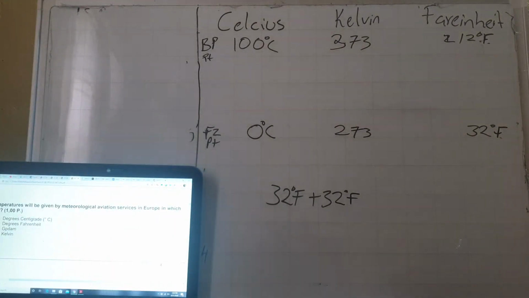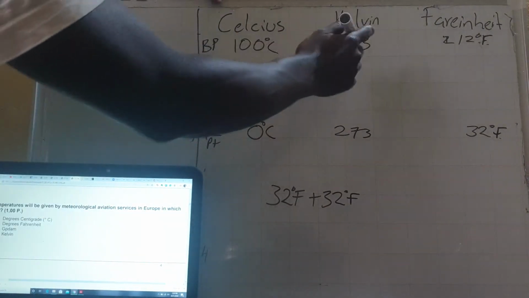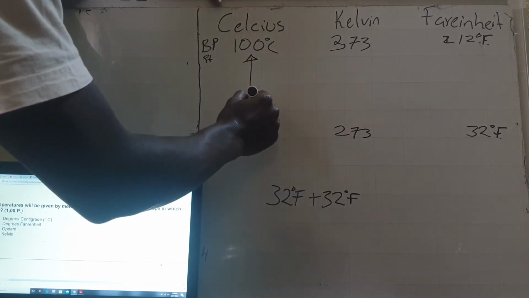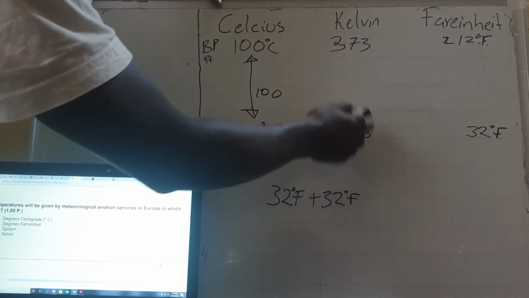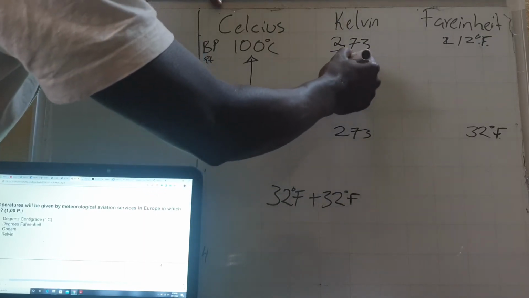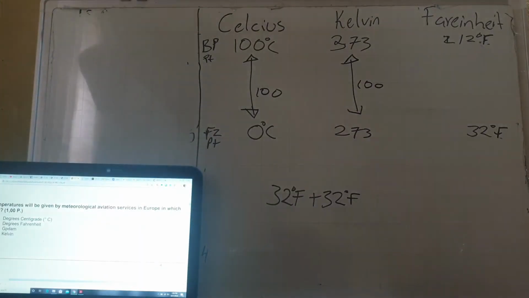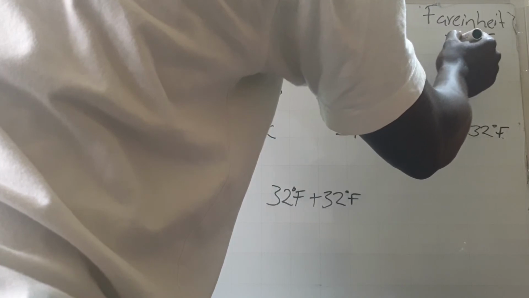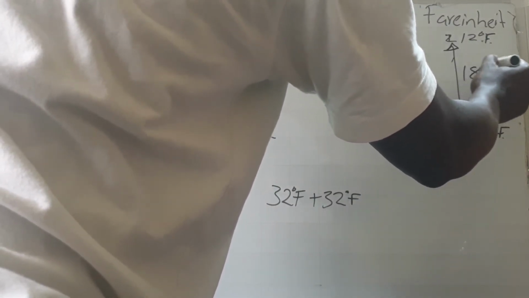So what happens is this, for Celsius to Kelvin, just look at this difference. The difference between 100 and 0 is 100. This one, between 373 and 273, is 100. Wow, I never saw that, just saw it now. What's the difference between 212 and 32? It's 180.